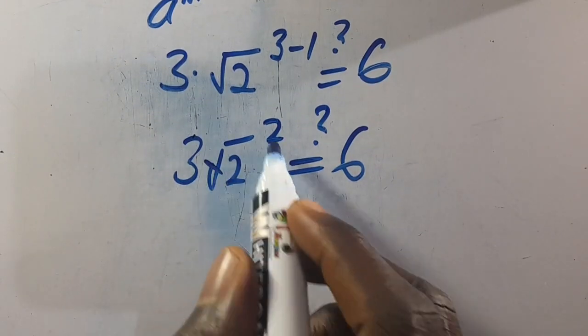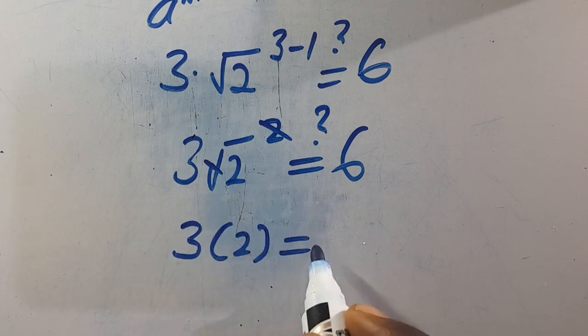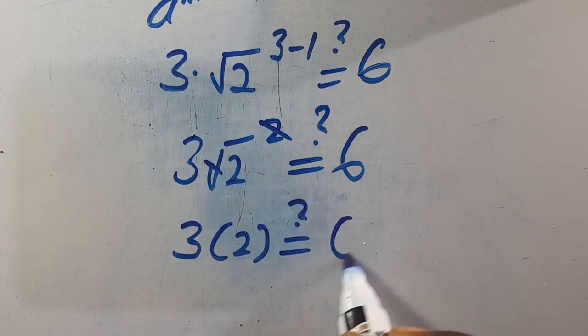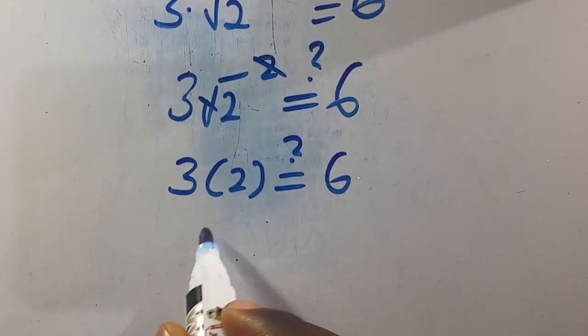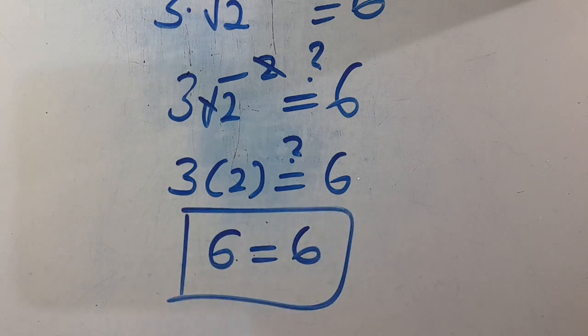We have 3 multiplied by root 2 to the power of 3 minus 1, which will give you 2. So from here, this and this will cancel. So we have 3 times 2, which is going to give us 6. So 6 equals 6, as this.